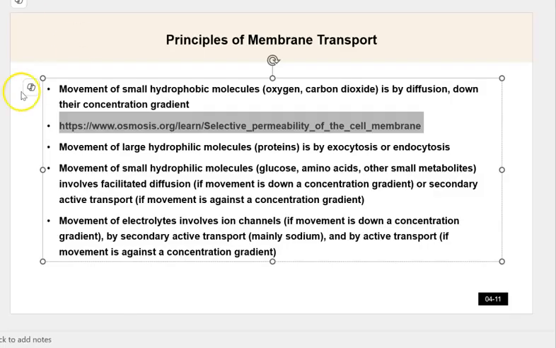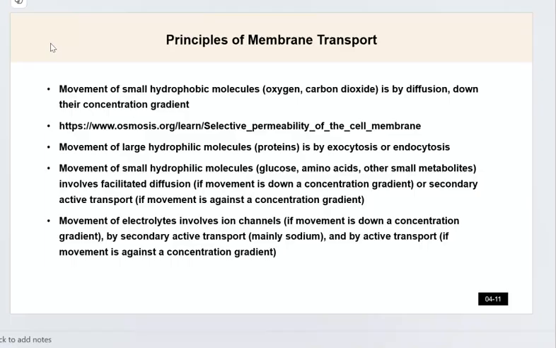That's another fantastic review from Osmosis. It really helps explain this, and I think in a very easy and simple way that's nice to see illustrated like that. And those principles of the membrane transport are essentially what is listed here.